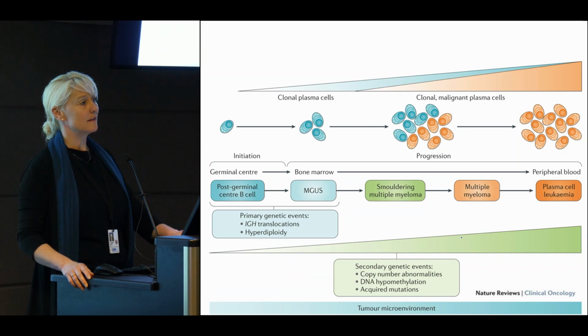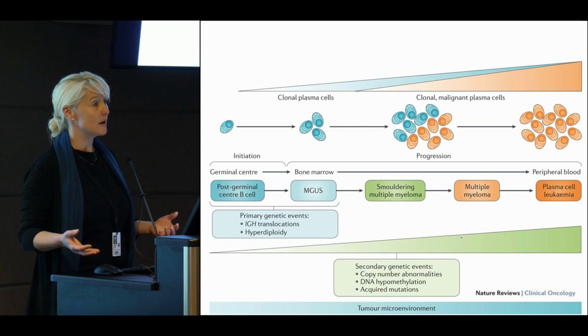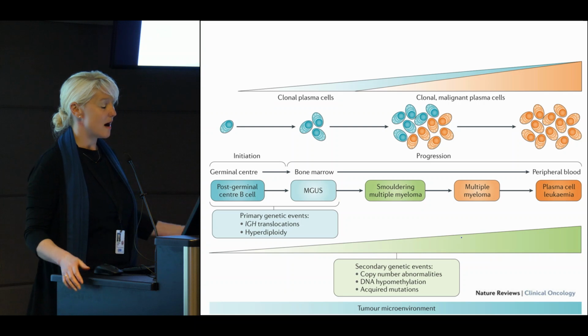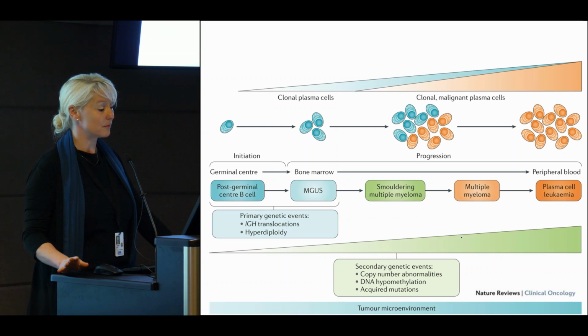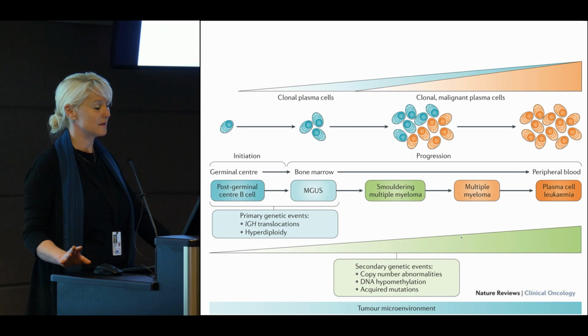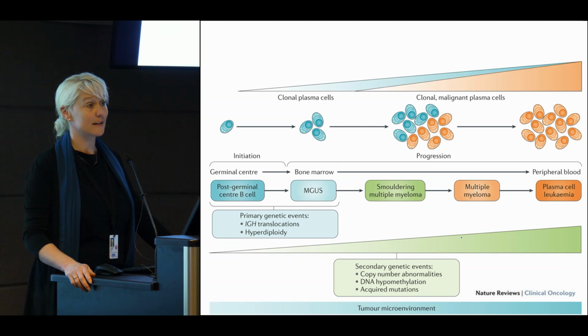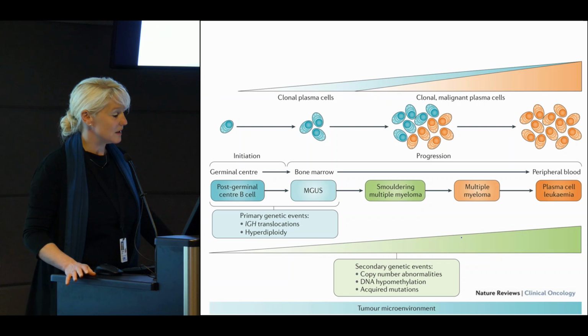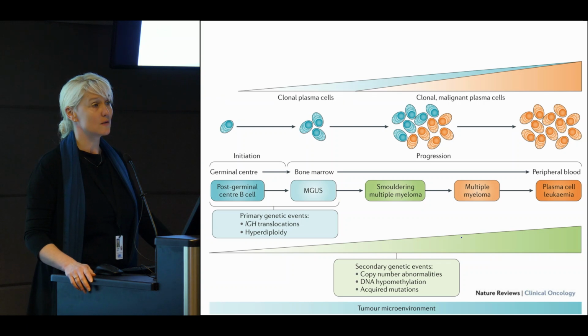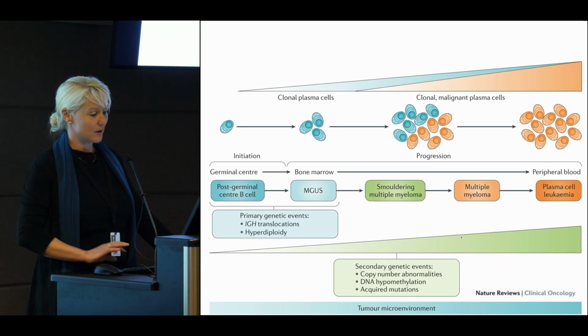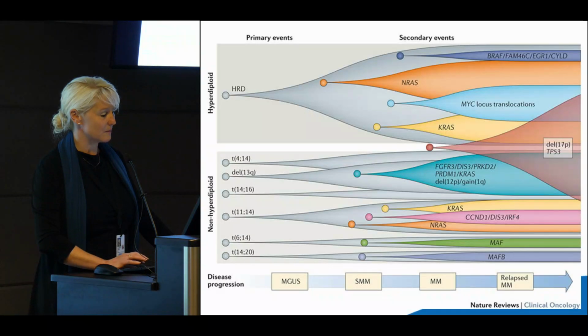Secondary genetic events allow different clones to grow, and this is when the cells grow more substantially. There's progression, and there are secondary abnormalities. So within the lab, we want to detect these: the IgH translocations, and we also want to look at the copy number abnormalities. This is significant, and it's important for the overall care of the patient.